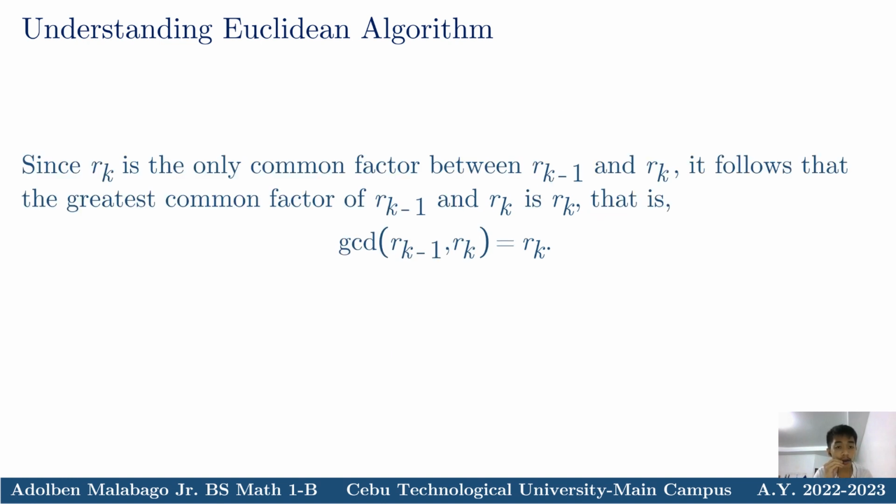And since r sub k is the only common factor between r sub k minus 1 and r sub k, it follows that the greatest common factor of r sub k minus 1 and r sub k is r sub k. That is, the GCD of r sub k minus 1 and r sub k is equal to r sub k. And hence, the GCD of the two positive integers a and b is equal to the GCD of r sub k minus 1 and r sub k, which is all equal to r sub k. So we got here the GCF of the two positive integers a and b, where we demonstrated the use of the Euclidean algorithm in notation.